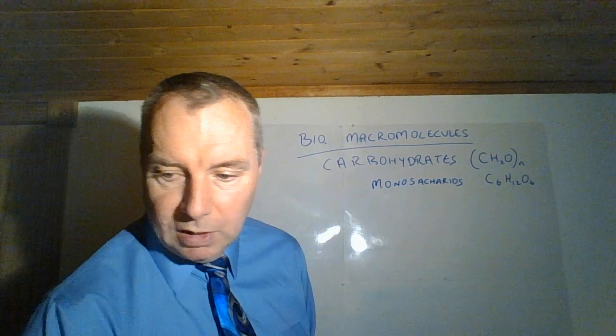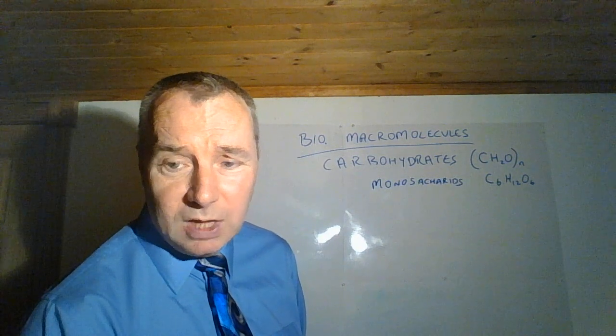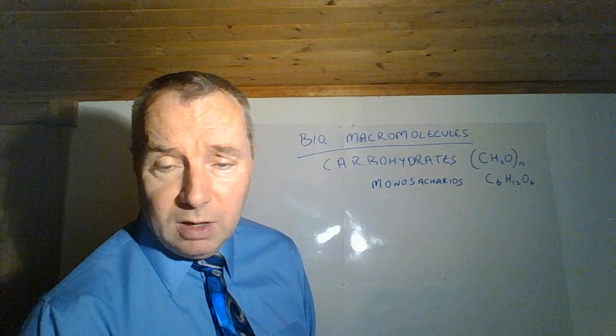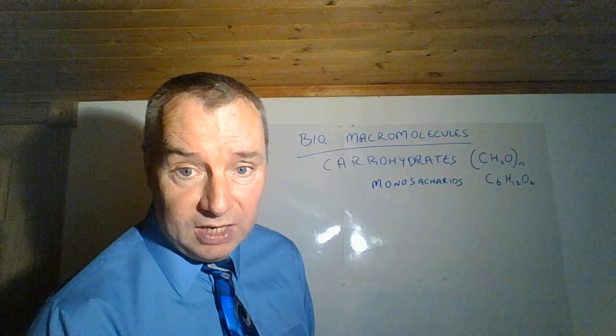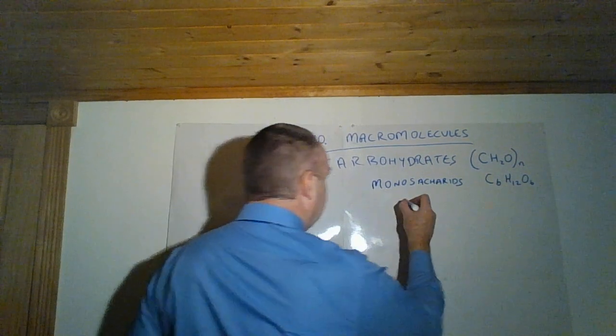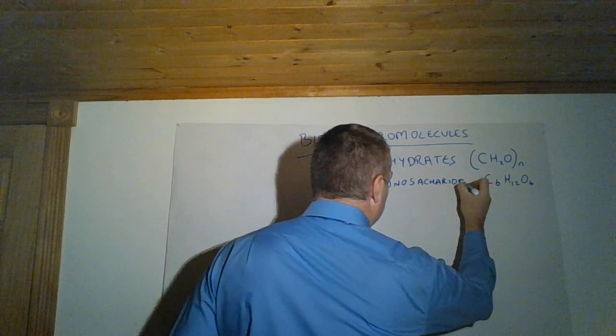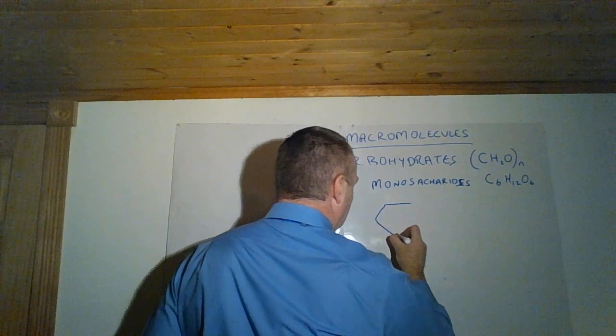So let's put one up here. Figure 3.2 in your book shows how monomers become polymers, and it uses monosaccharides becoming disaccharides. So we're going to take a look at this. So we have a monosaccharide here.